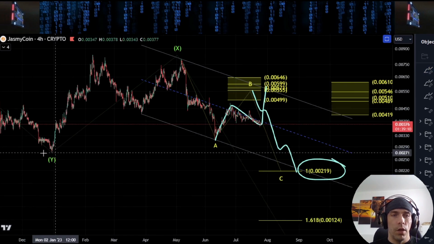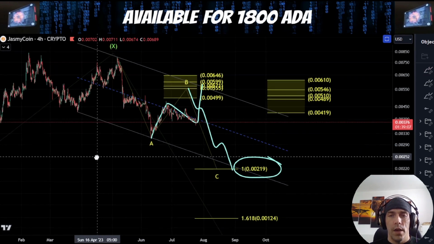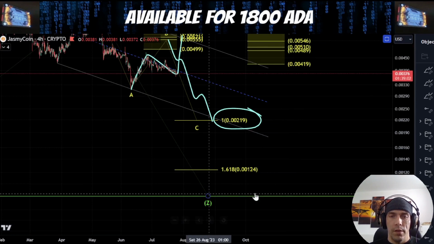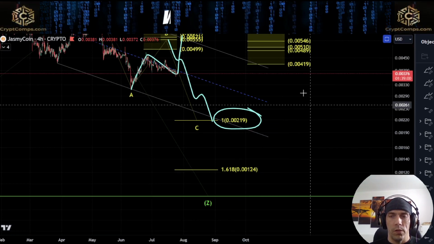And now this would actually look to take this Y wave low here, and would mean that we could potentially be looking for this Z wave. But the Z wave, ideally what we'd want to see is a move down towards this 0.618.